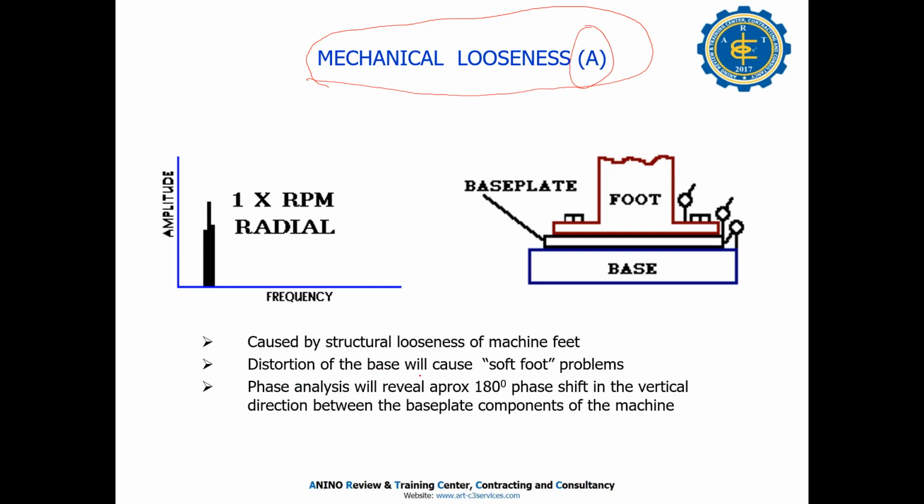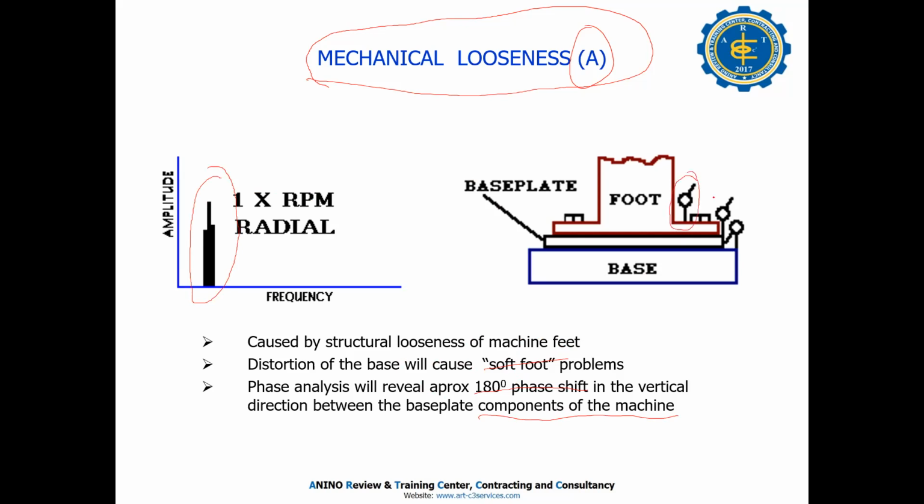The distortion of the base will cause soft foot problems. Phase analysis will reveal approximately 180 degrees phase shift in the vertical direction between the base plate and components of the machine. So since you use phase analysis, you can identify directly the mechanical looseness on the machine foot, right?